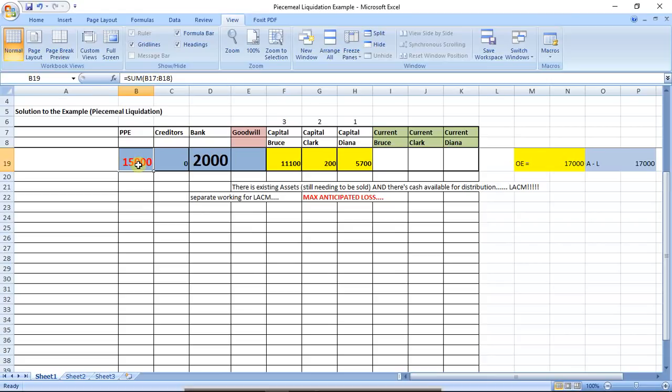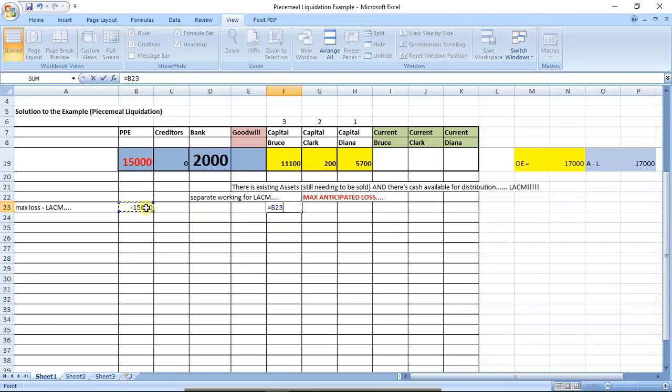So max loss here, loss absorption capacity method, would be minus 15,000. That's the assumption I'm making. I'm assuming I can't realize anything. So if I had a maximum anticipated loss, remember this is only theory, it's just to work out who or how much they're entitled to. So if there is a loss of 15,000, who would carry the loss?